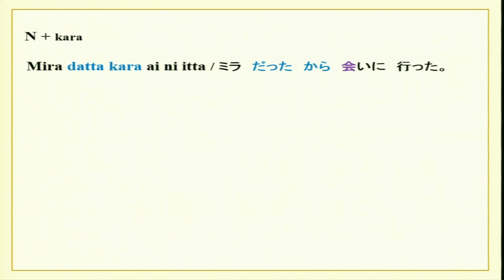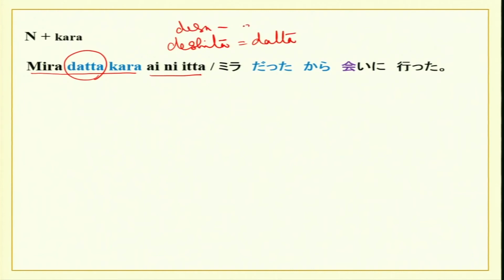Now, noun with kara, Mira datta kara ai ni itta, because it was Mira, thus I went and met her. So, it is all past and datta, datta is the past for deshita, plain form for deshita is datta, this is da.